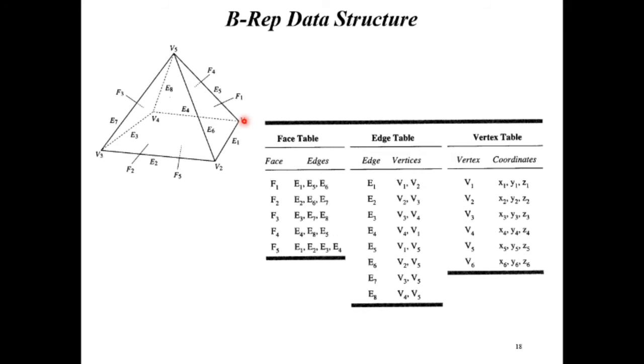So vertex is the very primary one, and with the help of vertices we can form edges, and with the help of edges we can form faces. So now look here, face table F1 is this face. So what edges are there in this face? E1, E5 and E6. This triangle is nothing but a face.